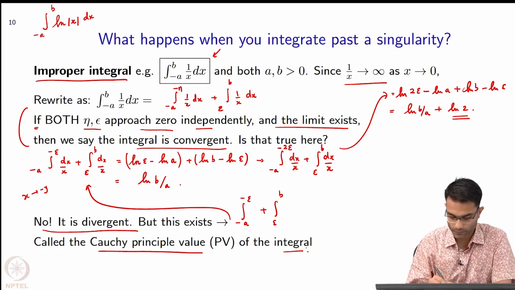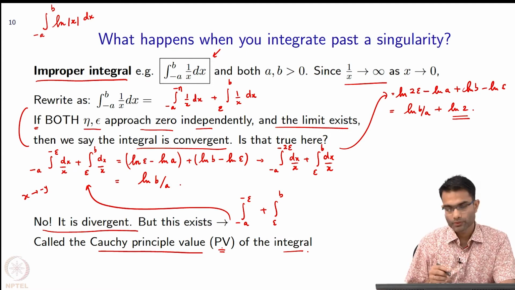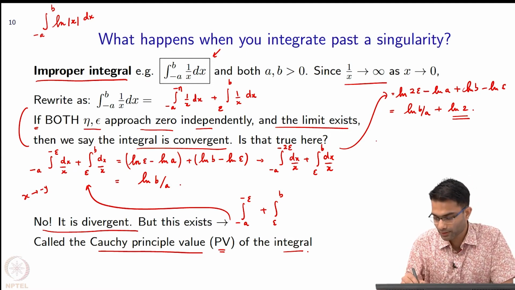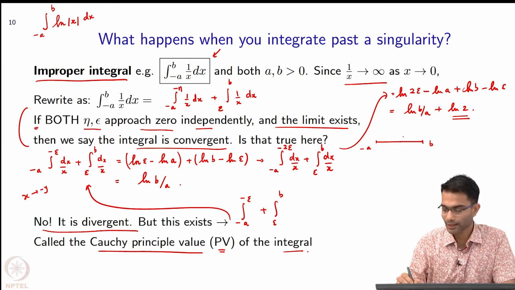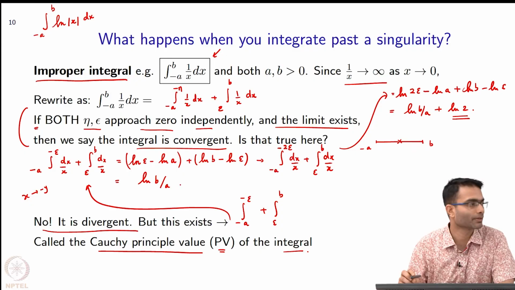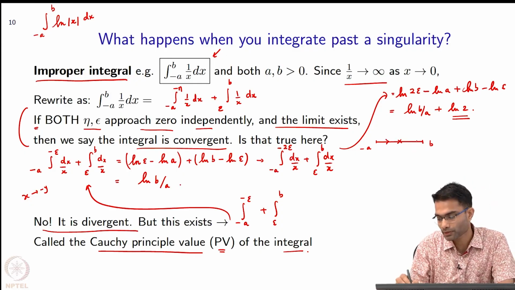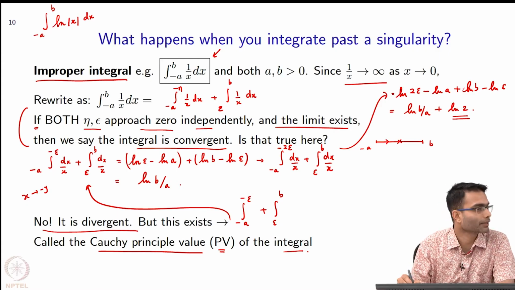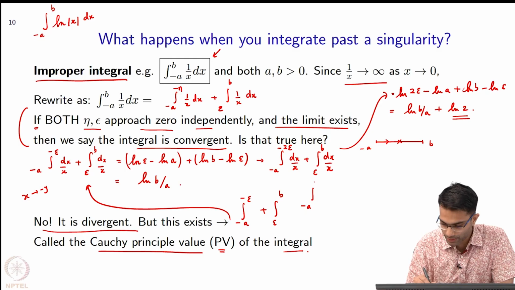Okay. So, the notation for it is PV. To summarize, I had a segment from minus a to b, and there is a singularity sitting over here. What is happening as I go from here is that I hit the singularity. So I will write down this integral from minus a to b of f(x) dx.